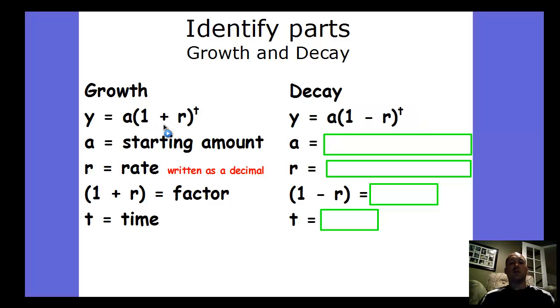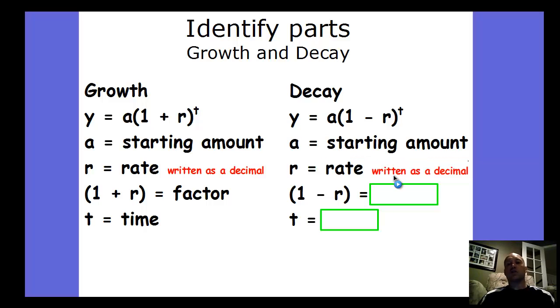Decay is very similar, except that we're subtracting. We're going from smaller, decaying, less amount, so we're subtracting. A is still our starting value, R is still the rate written as a decimal, 1 minus R is still the factor, and T is still the time. If we think of the number 1 as a percent, it's 100%. 1 as a percent is 100% minus R, the rate, as a percent. So if you're subtracting the percent of decay, you'll have the percent left over.